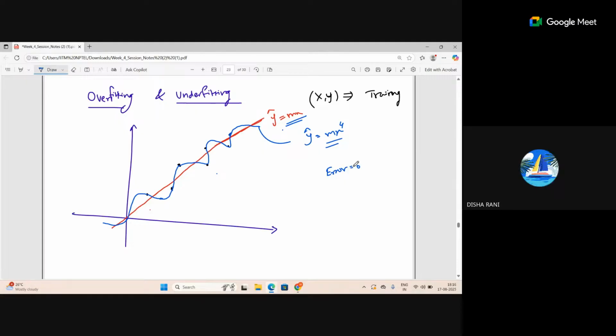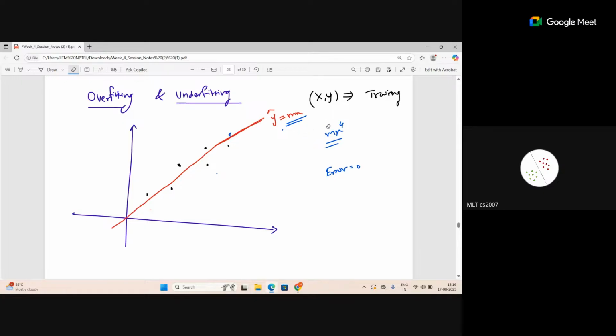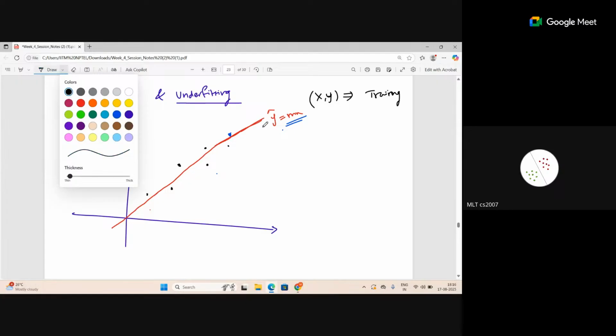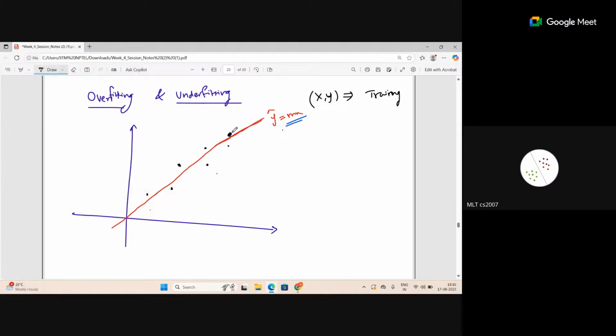Could you please explain again? Okay, fine. Let me remove this first. Let's say the blue colored one. Let us say this is your data set, and all these are the data points. Now I have drawn a line through these data points. What do you think the error should be here? So here, this is the error.